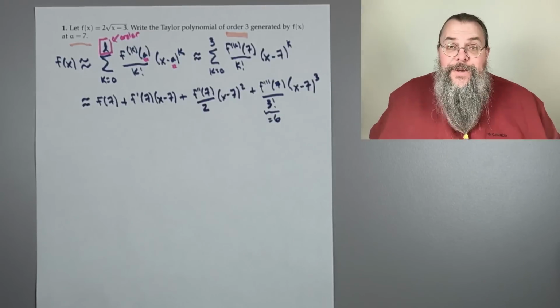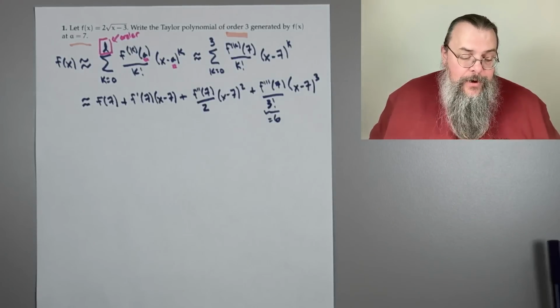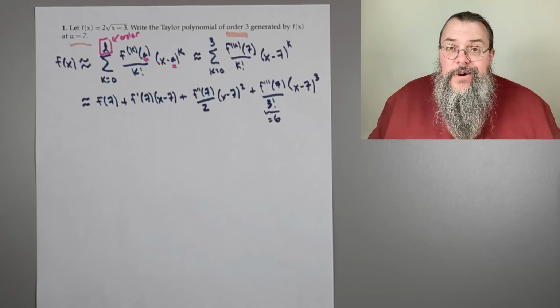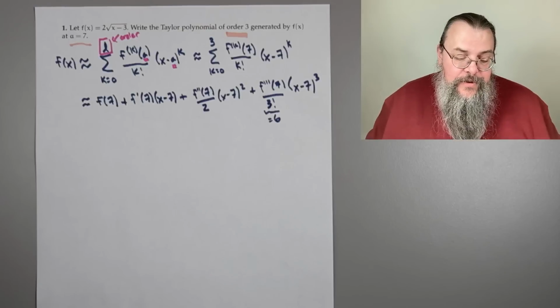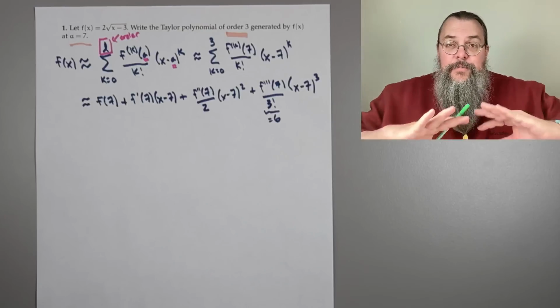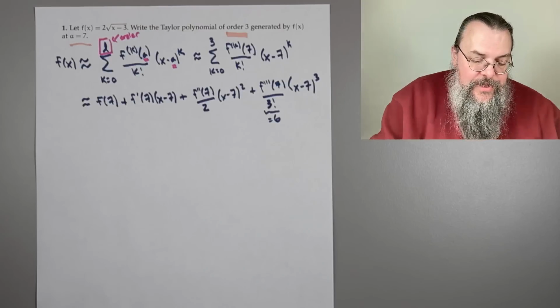So what do we need? Once we have the form, the next big thing to do is to say, well, what are all these derivatives? And in particular, what happens when we plug in 7? So let's pause here, and we're going to do some work with our function.